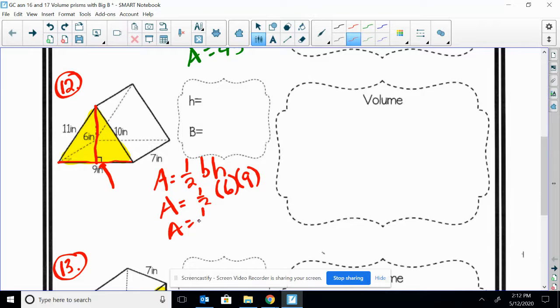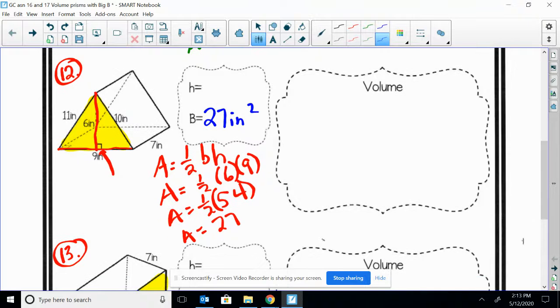We know 6 times 9 is not 40, it's 54. What am I thinking? 6 times 9 is 54. And if we take 54 and half it, 27. So our big B for our triangular base is 27 square inches.